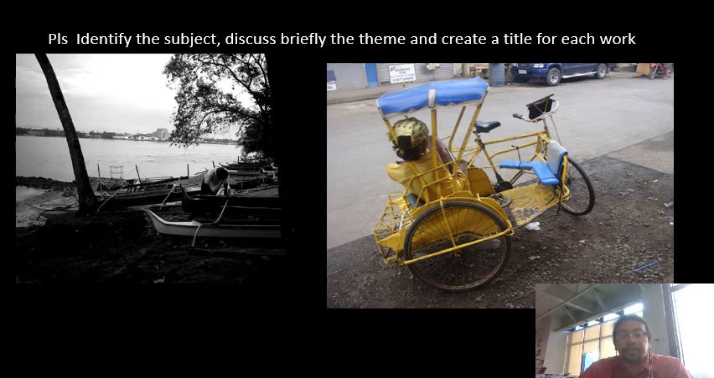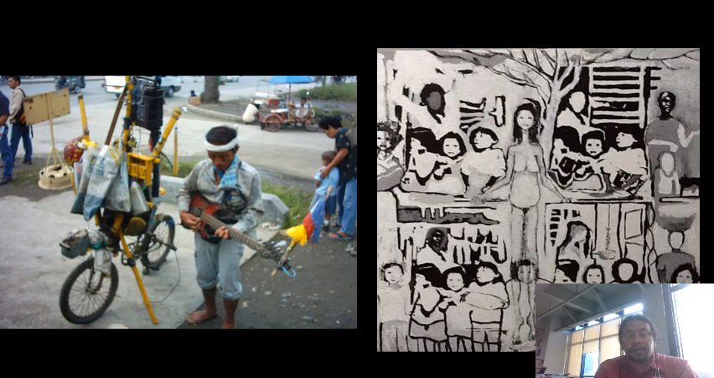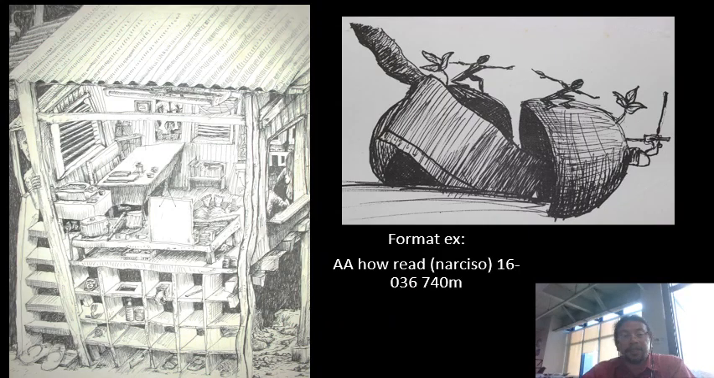After you finish your essay, here's another supplementary activity. I want you to identify the subject, discuss briefly the theme, and create a title for each work. So this is the first work. It's a black and white photograph. Second is a tricycle driver. Third, we have a child eating lollipop in a classroom, a bakery, and a street performer, and another painting. And the last two works, we have another drawing, a studio, and another image.